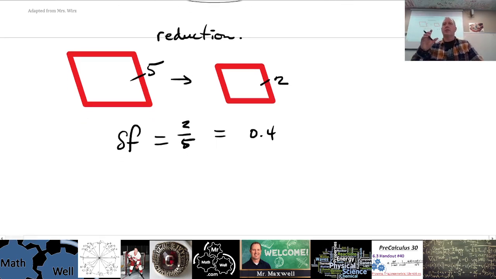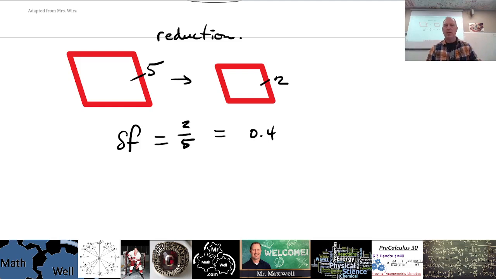Let me summarize it this way. If you have an enlargement, the scale factor is going to be greater than what? Always greater than what? Greater than the original, greater than 0, not quite. Greater than 1, yes. The scale factor is going to be greater than 1.